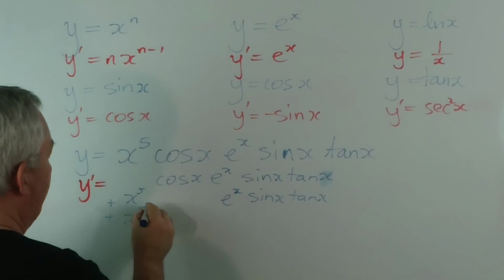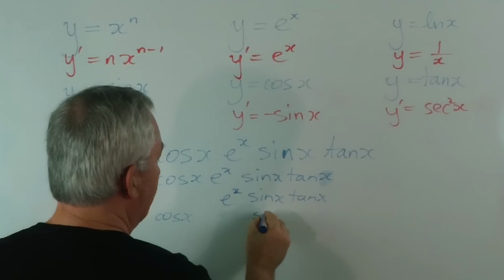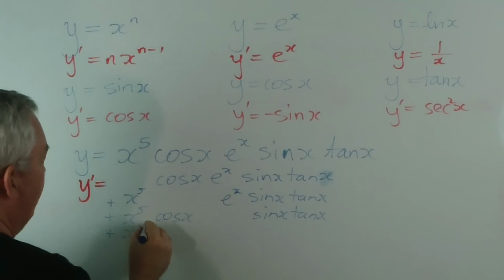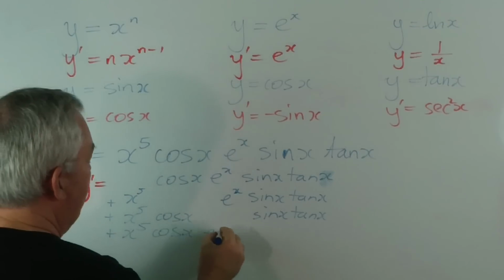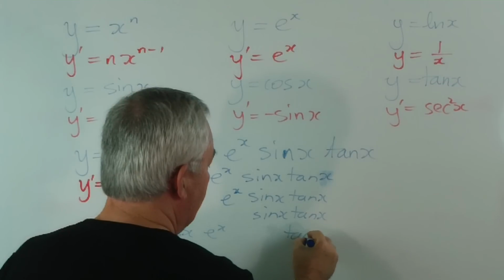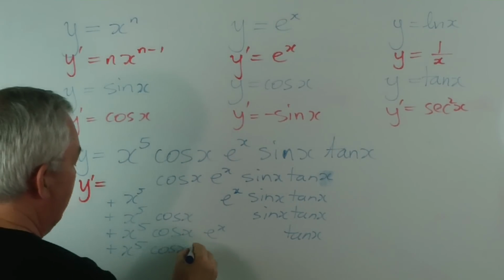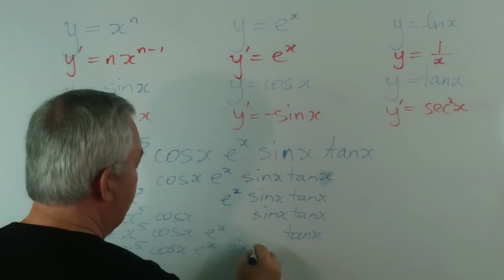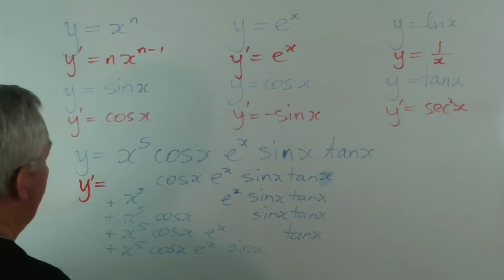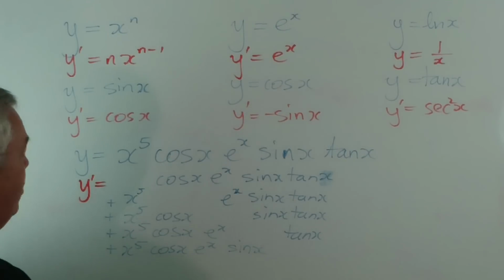Then we're going to leave the x to the fifth cos x. We're going to work out the derivative e to the x and leave the sine x tan x. Then we're going to work out the x to the fifth cos x, e to the x, and the derivative sine x will go here, and then we'll have tan x. And finally, x to the fifth cos x, e to the x, sine x, and the derivative tan x. So we've now got our 1, 2, 3, 4, 5 lines all prepared for the derivative.